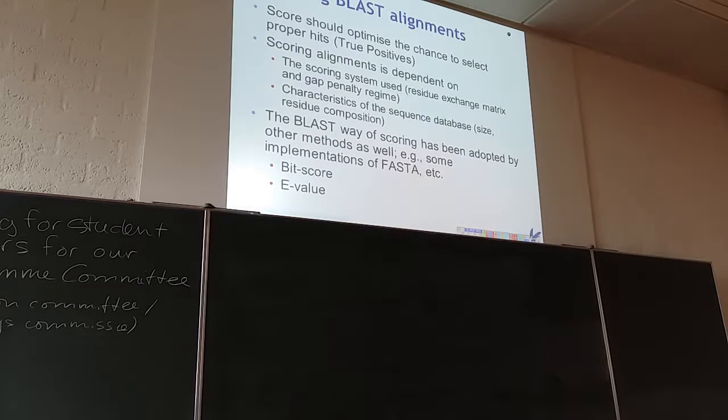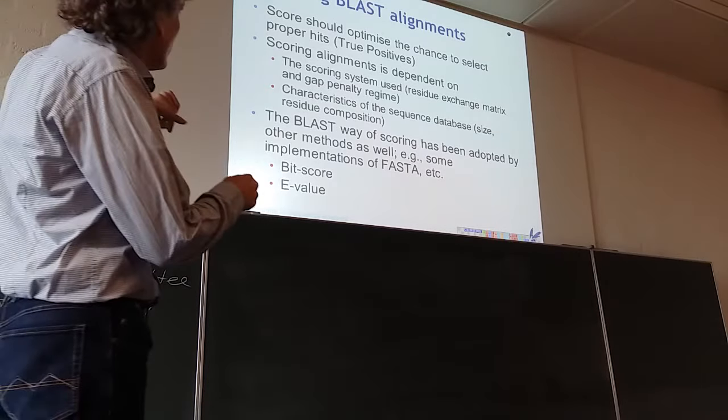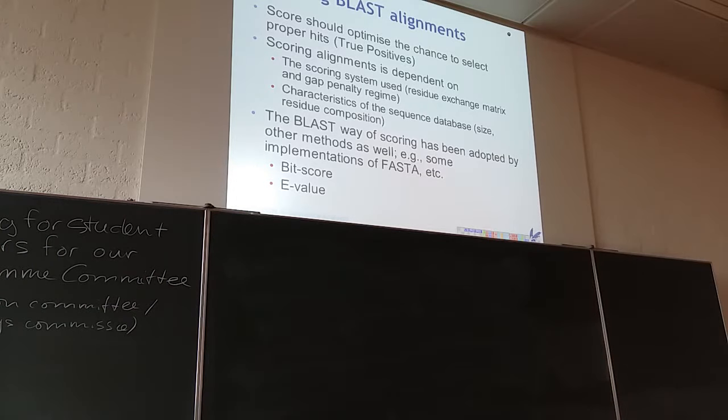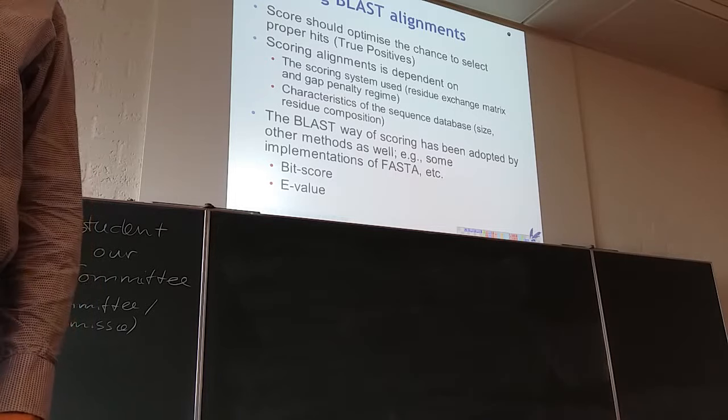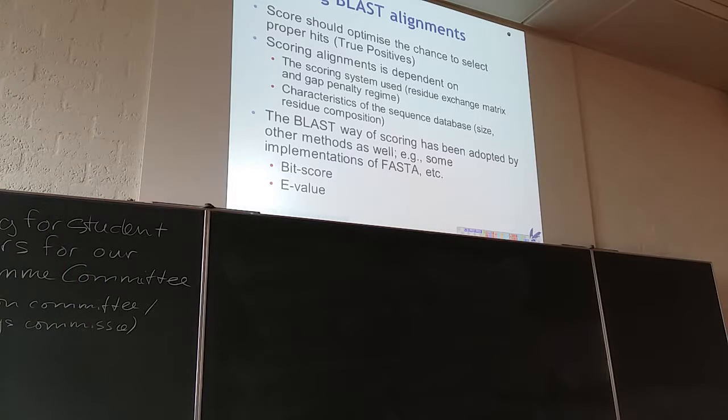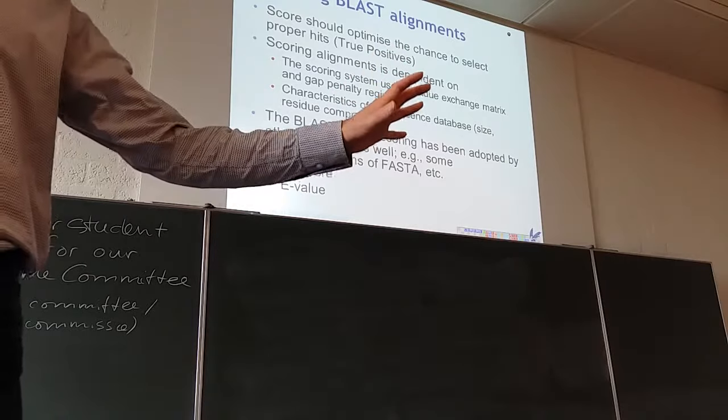So, coming back to BLAST. We want this score to find true positives. And as I already mentioned, if you just score the alignments, it's dependent on what scoring system you use, your exchange matrix, and your gap penalties, and so on. But it also depends on what database you're searching in. Right? If you're searching in a big database, then of course it's easier to find random things, and also random might look slightly different in one database compared to another one.